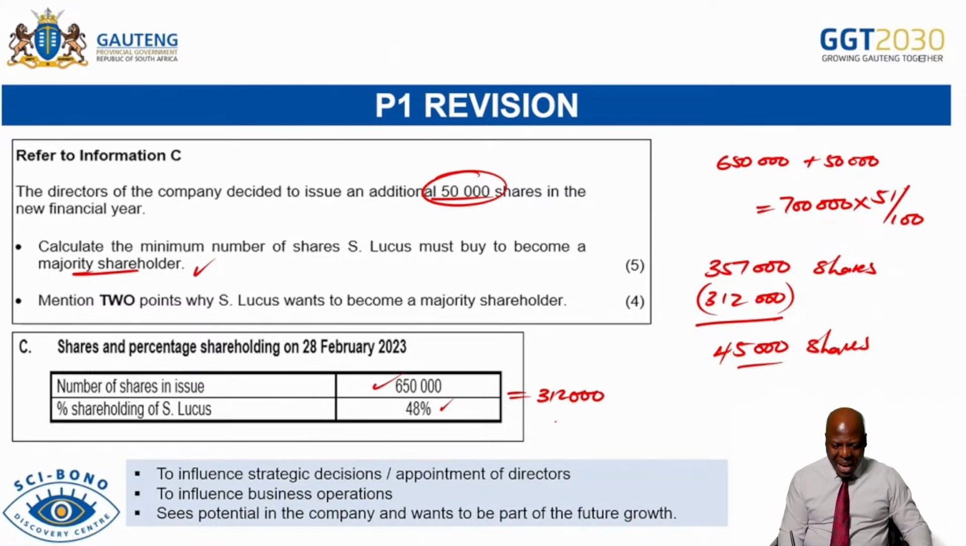Why would you want to do that? To become a major shareholder, to influence strategic decisions, to influence business operations, and he sees the potential in the company and he wants to be part of the future growth of the company.